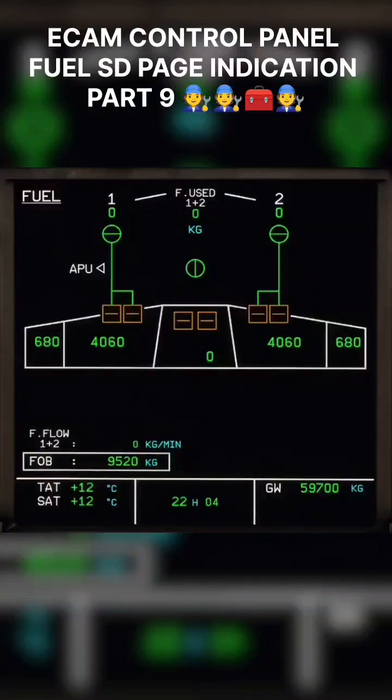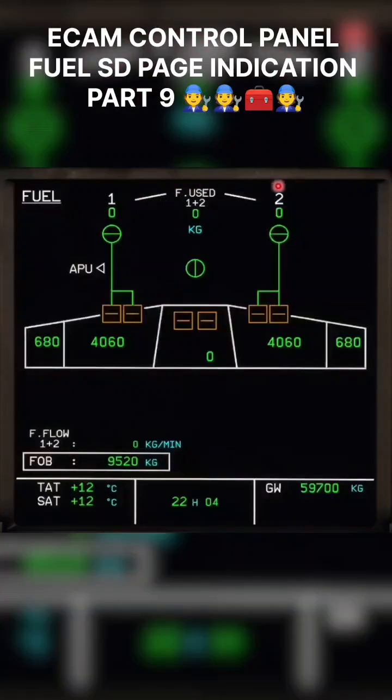Hello friend, in this video we'll discuss the ECAM control panel fuel SD page. Press the fuel page on the ECAM control panel, and you'll get this pop-out on the lower ECAM. It is written as fuel. We'll discuss all the indications. This is about the configuration of the fuel tanks.